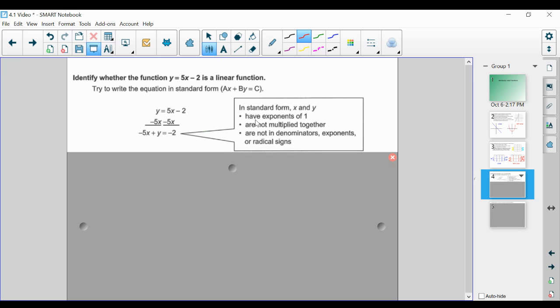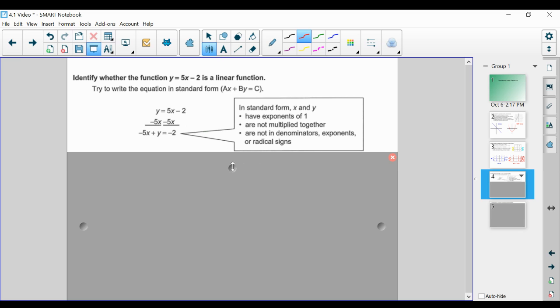Now, notice in standard form, the exponents have to have a value of 1. So we notice we don't have any exponents because they're all to the power of 1. Notice that x and y are not being multiplied together. We have separate terms with those variables. Negative 5x is one term. Y is another term. They're getting added, they're not getting multiplied. And notice that x and y are not in any denominators. They do not have any exponents, and they do not have any radical signs.